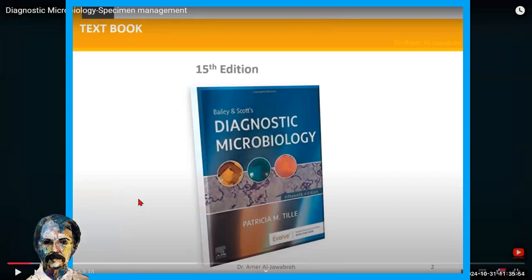This is the textbook. It's Bailey and Scott's Diagnostic Microbiology. This textbook is considered one of the best textbooks in diagnostic microbiology. But there are others. There are many others, Lippincott, many others. But this is the one which is good for students.